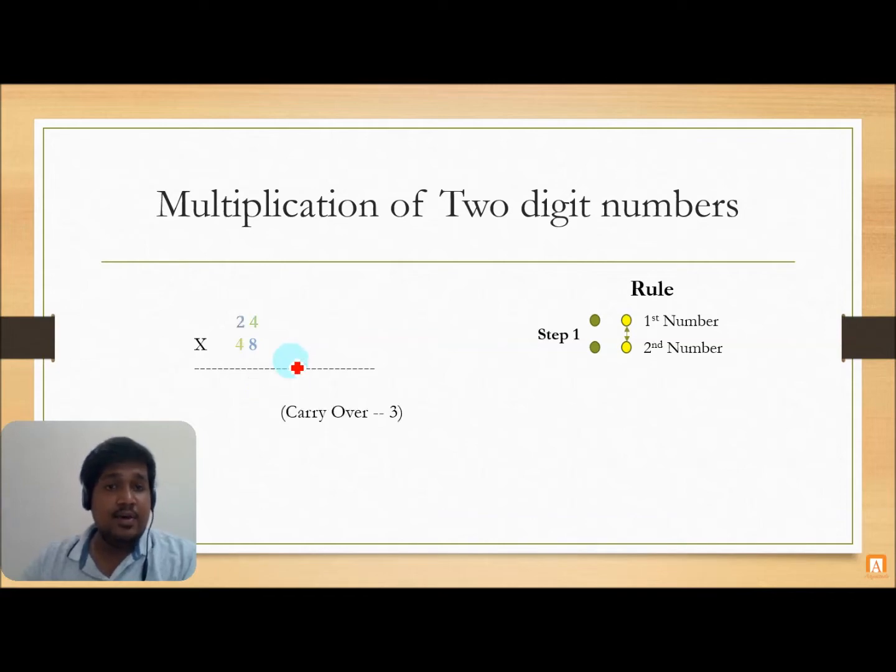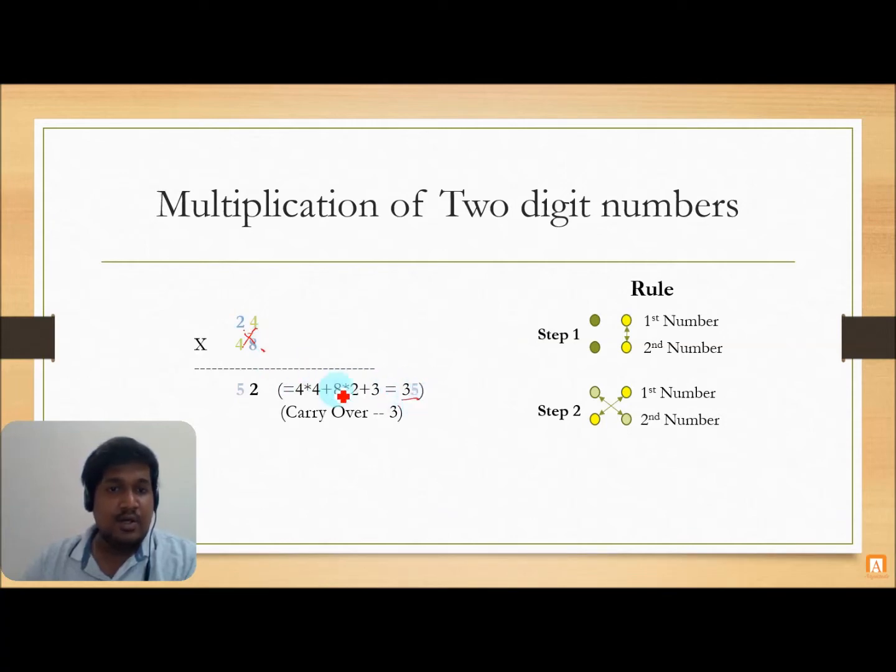In the next step, we have to multiply the tens digit of the first number into the unit digit of the second number, plus the tens digit of the second number into the unit digit of the first number. So the answer will be 2 into 8, 16, plus 4 into 4, 16, plus 3 equals 35. So again write 5 here and carry over 3.